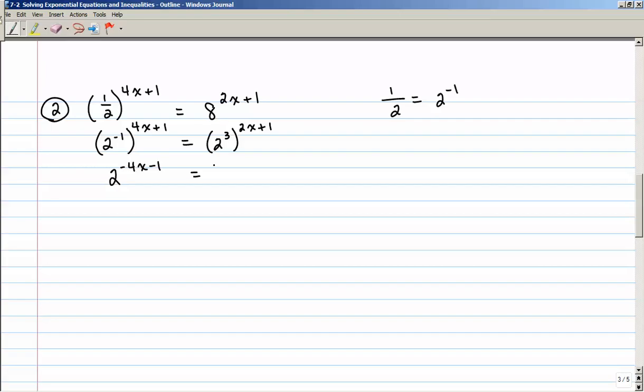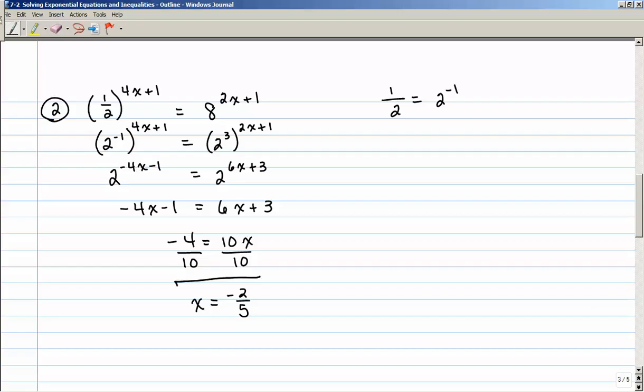And now multiplying 3 times 2x minus 1, 2 to the 6x plus 3 power. Now I have my equation written with the same base of 2, so I can just pull off my exponents, set those equal to each other, and now I have a pretty straightforward equation to solve. Adding 4x to both sides and subtracting 3 from both sides, and then dividing both sides by 10, I get that x equals -2/5.